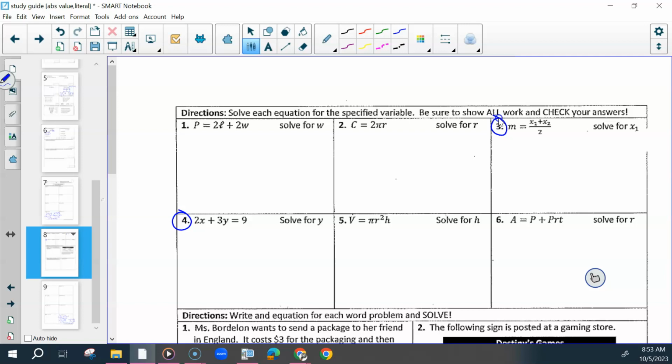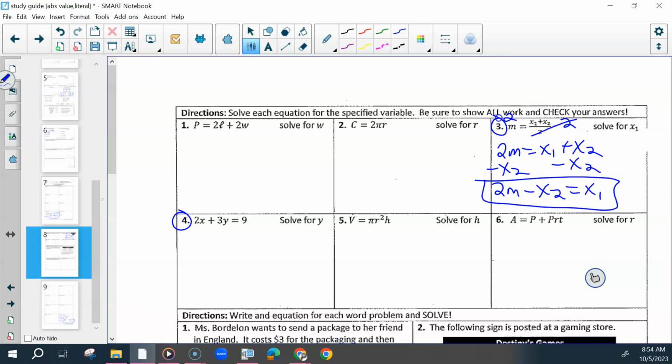Number 3, we have to get x1 by itself, but it's being added by x2 and divided by 2. What would be our first step? Multiply by 2 on both sides, so that those 2's cancel. Then to get x1 by itself, we could just subtract x2. 2m minus x2 equals x1. Make sure you're showing all the steps, doing everything to both sides.